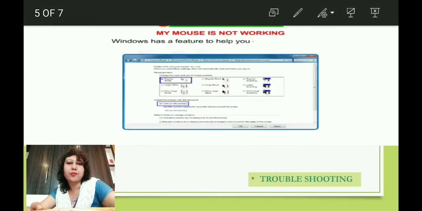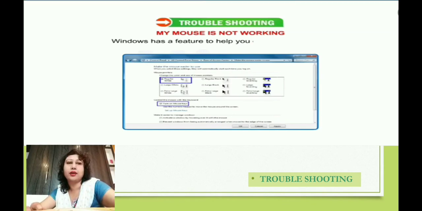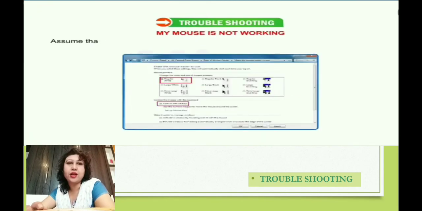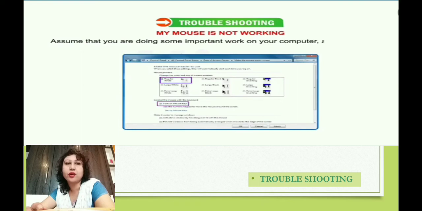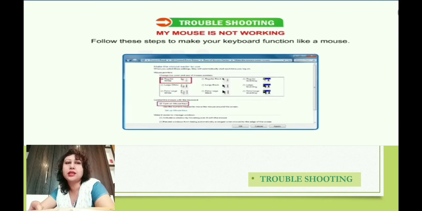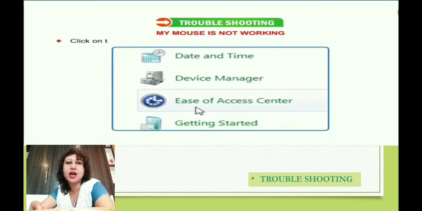Now the next topic is troubleshooting. What will happen if our mouse is not working? Let's start. So my mouse is not working. What can we do? Assume a situation where you are doing some important work on your computer and suddenly your mouse stops working. We don't have to panic, because Windows has a feature which helps us out of this problem. We have to follow certain steps which make our keyboard function as a mouse.